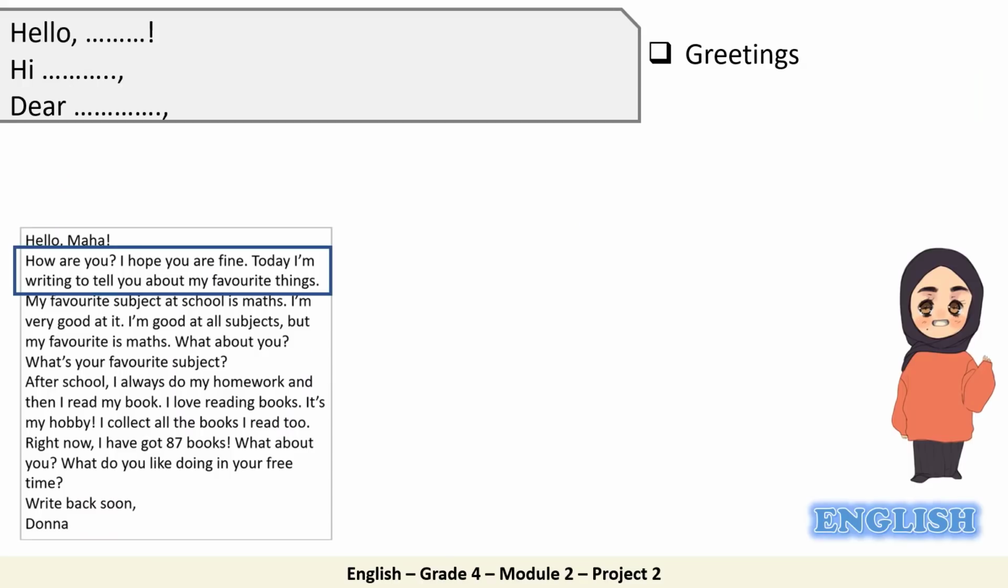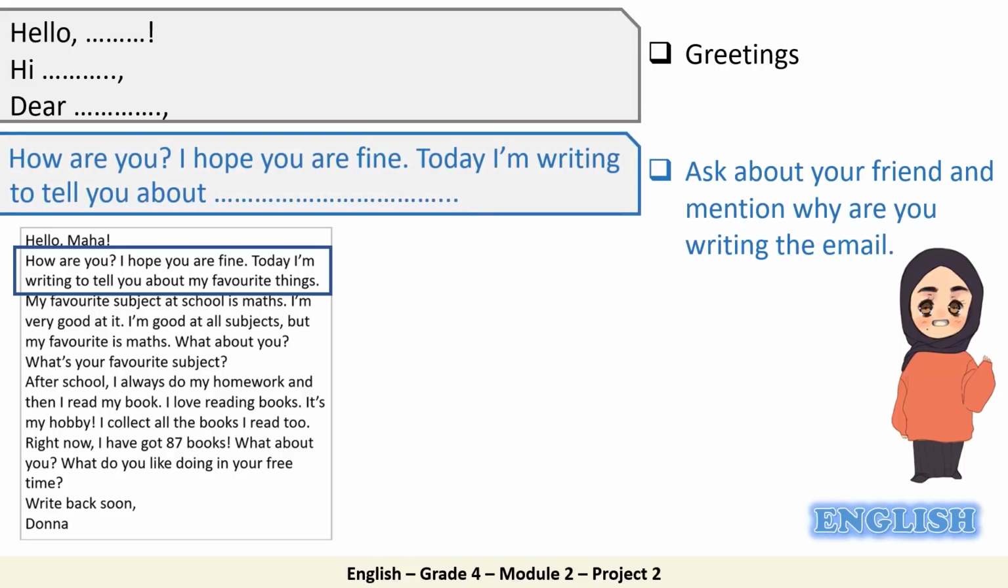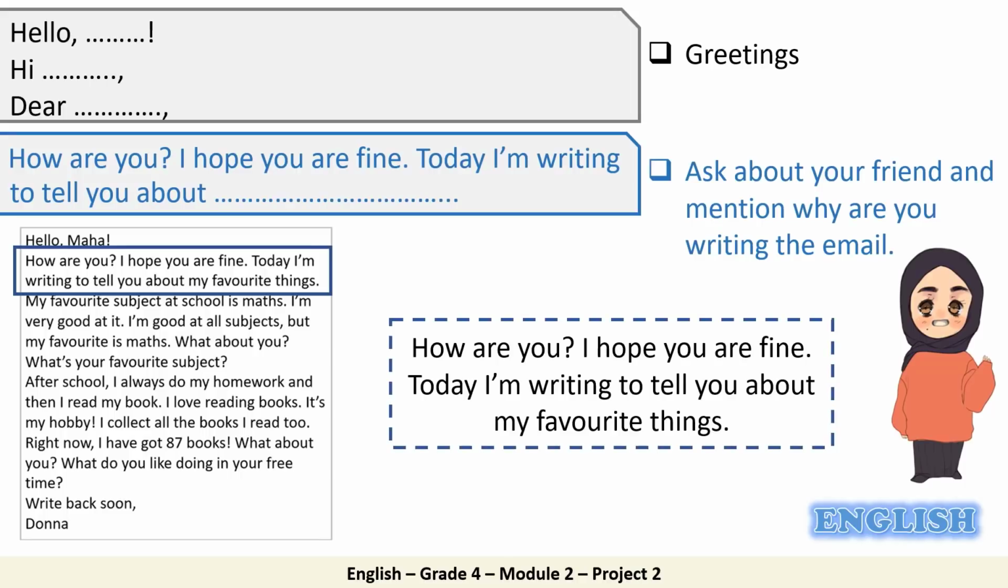Now, in the second part, after the greetings, you need to ask about your friend and mention why you are writing the email. For example, how are you? I hope you are fine. Today I'm writing to tell you about, and you mention the reason behind writing the email. For example, over here, Donna wrote about her favorite things, and this is what you are going to do today.